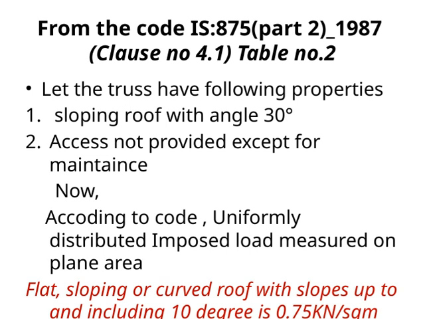This value is based on the standards outlined in IS 875 Part 2 from 1987, specifically in Clause 4.1 and Table 2. It's crucial to apply this uniform load accurately in our structural calculations to ensure safety and compliance with the code. Understanding these properties and code requirements helps us design a roof that is both resilient and compliant, especially considering the 30-degree slope we're working with.